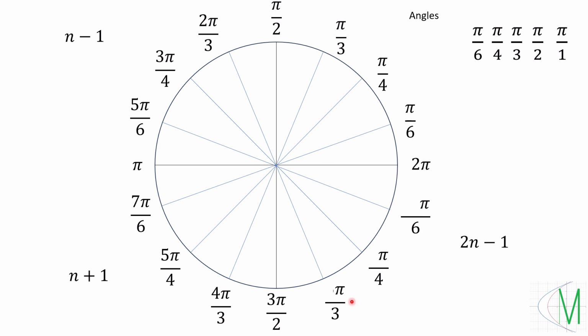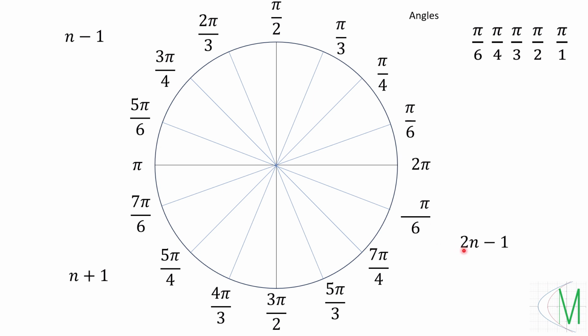Okay, so now let's get the fourth quadrant in. So I'm going to take the denominator, I'm going to double it, and I'm going to subtract 1. So 3 times 2 is 6. 6 minus 1 is 5. 4 times 2 is 8. 8 minus 1 is 7.